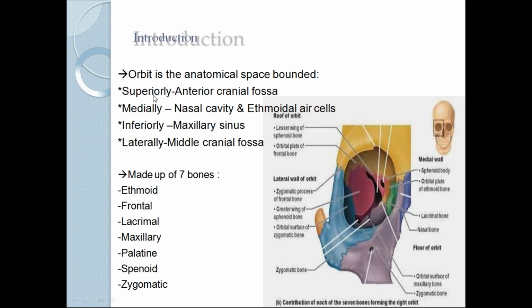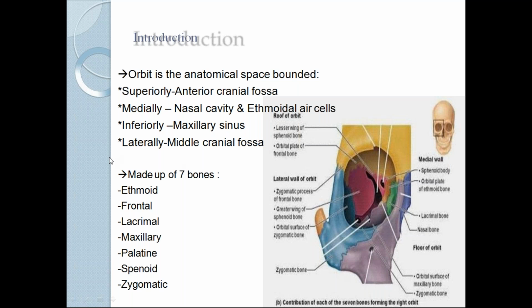Superiorly to the orbital space there will be the anterior cranial fossa. Medially, you can see here there is the nasal cavity and the ethmoidal air sinuses. Inferiorly will be the maxillary sinus. Here you can see the maxillary bone, so this is the maxillary sinus. And laterally you can see the middle cranial fossa.